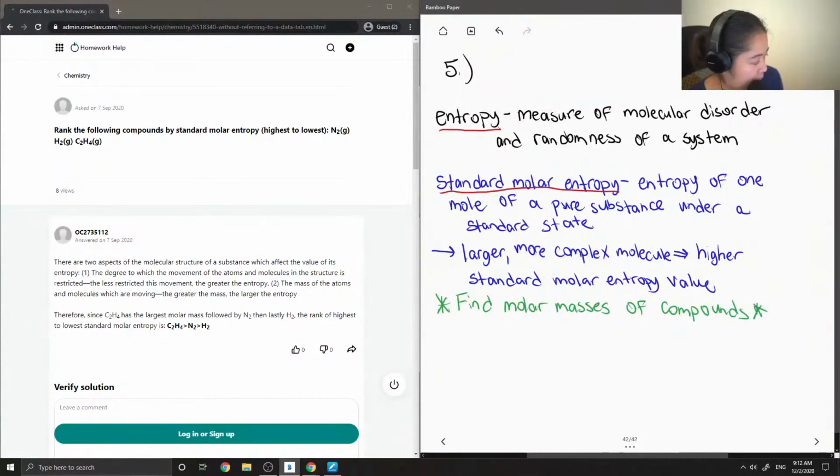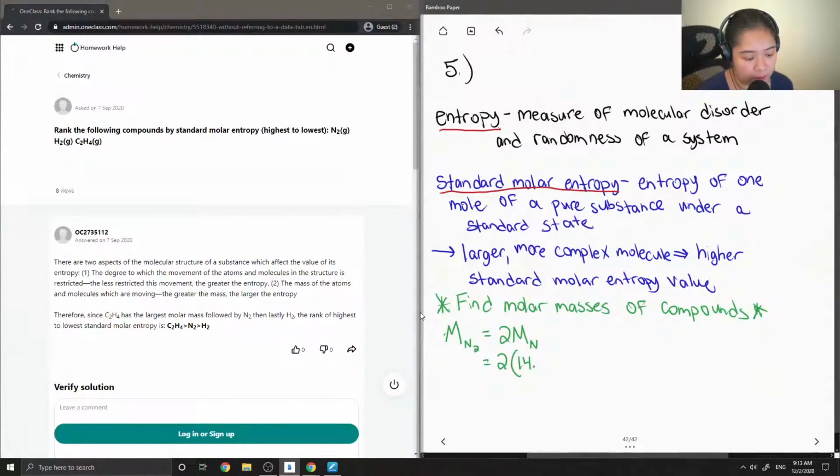So finding the molar mass of a compound is generally pretty easy since these values can be just found on the periodic table and we just have to do some basic math in order to figure out how to calculate it. So for example, the molar mass of N2 is just equal to 2 times the molar mass of nitrogen, since there are 2 atoms of nitrogen in N2. So the atomic mass of nitrogen, again, can just be found on the periodic table. It's 14.01 grams per mole. So this gives us a total molar mass of 28.02 grams per mole.